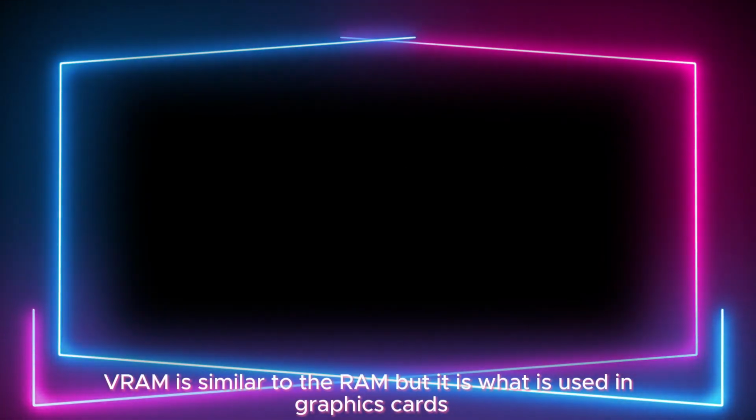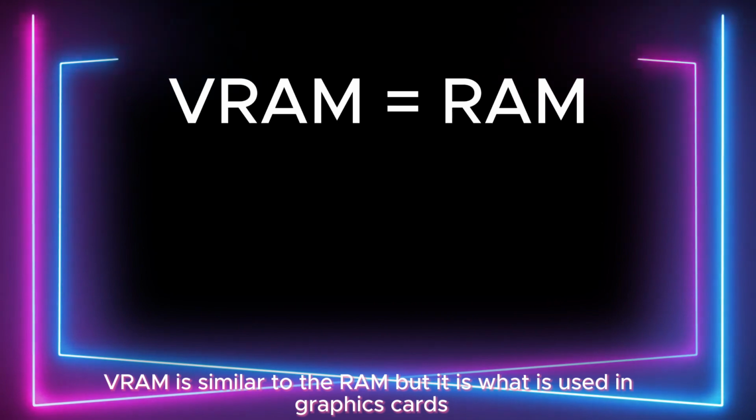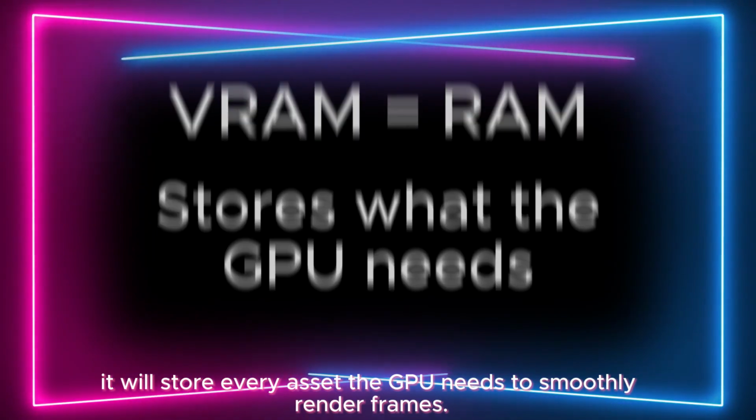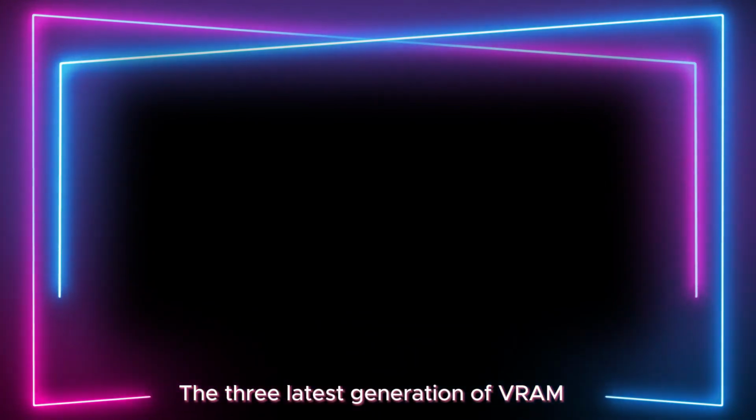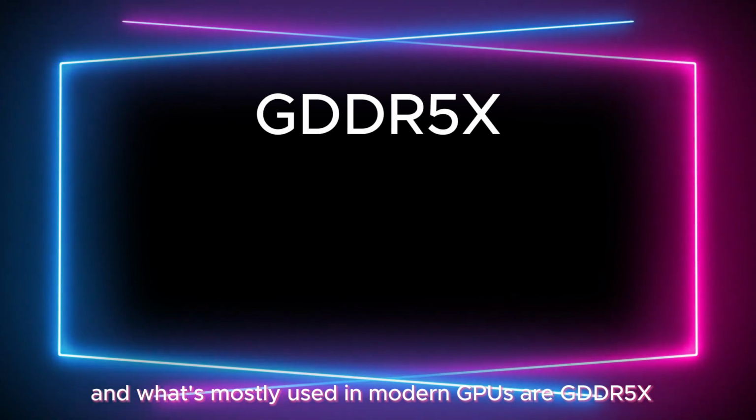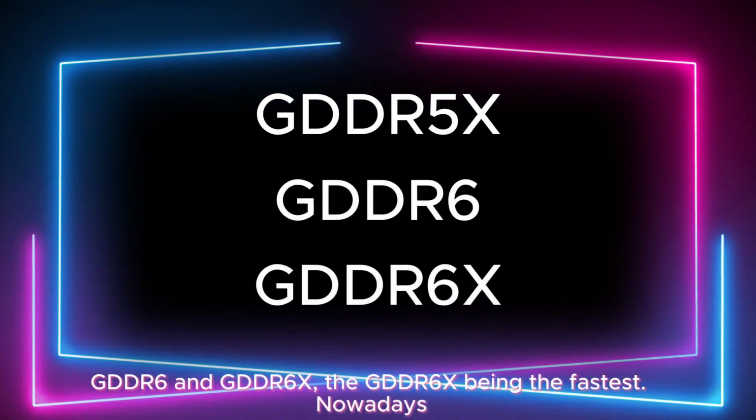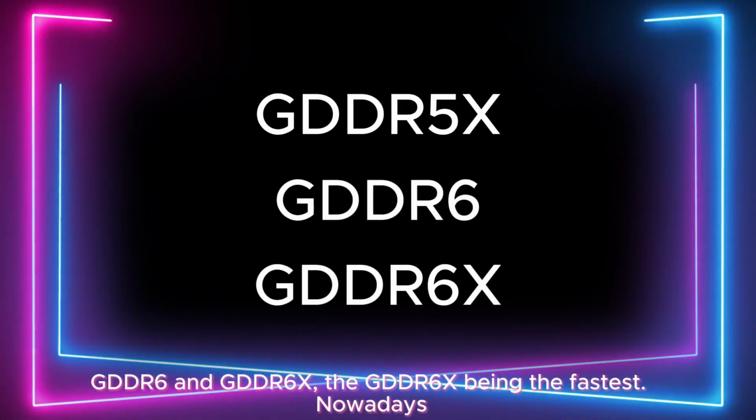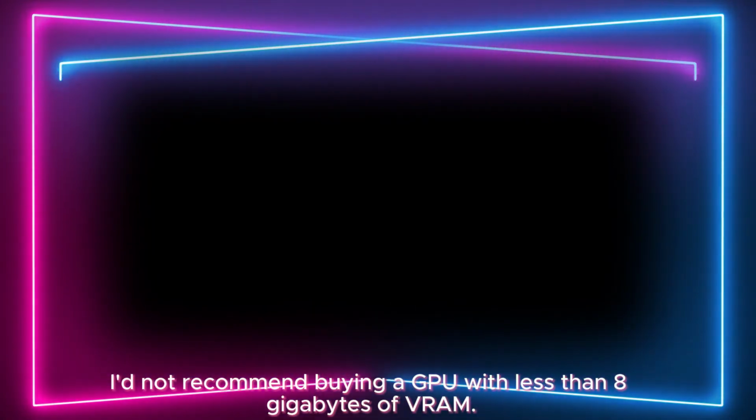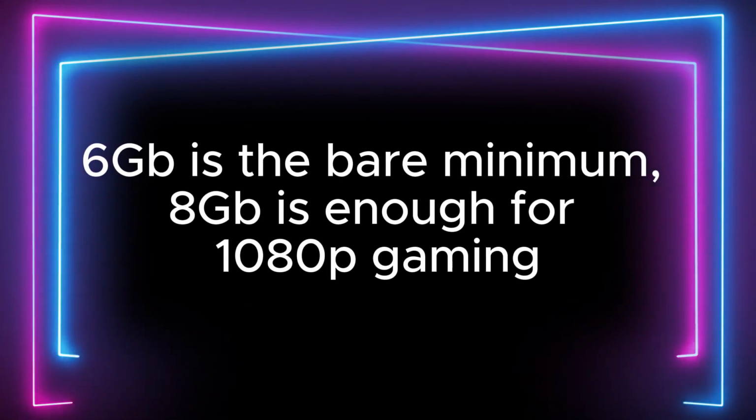VRAM is similar to the RAM, but it is what is used in graphics cards. It will store every asset the GPU needs to smoothly render frames. The three latest generations of VRAM, and what's mostly used in modern GPUs, are GDDR5X, GDDR6 and GDDR6X, the GDDR6X being the fastest. Nowadays, I do not recommend buying a GPU with less than 8 GB of VRAM.